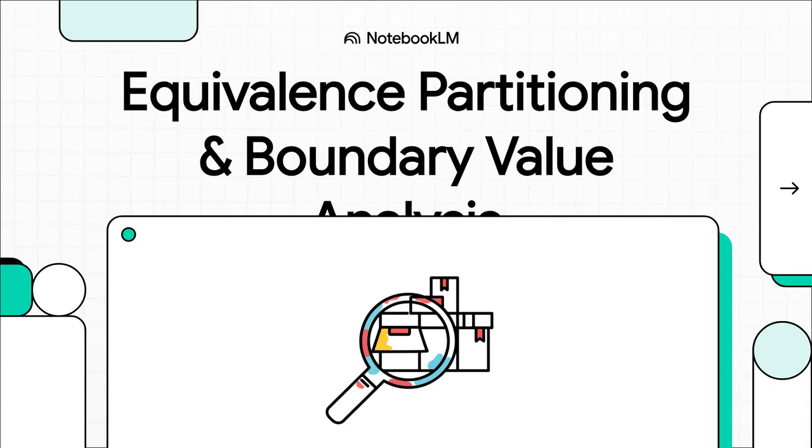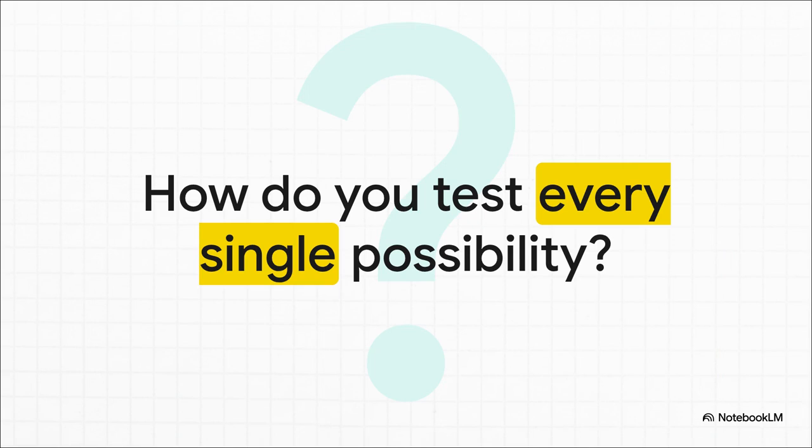Welcome to The Explainer. Today, we're pulling back the curtain on how the pros make sure our software works. We're going to dive into two really clever techniques they use, equivalence partitioning and boundary value analysis, to test smarter, not harder.